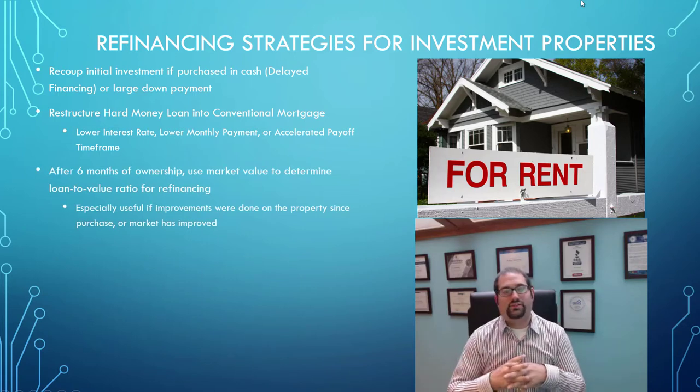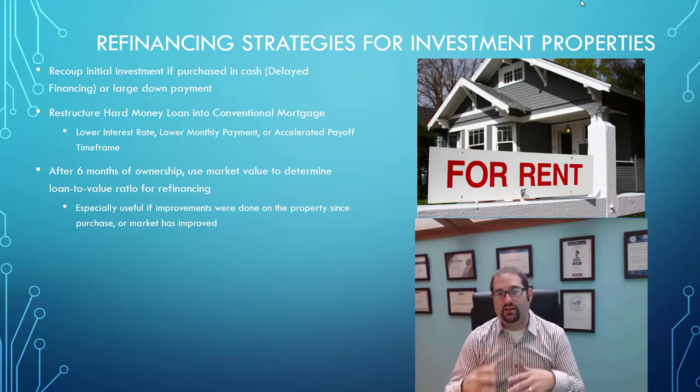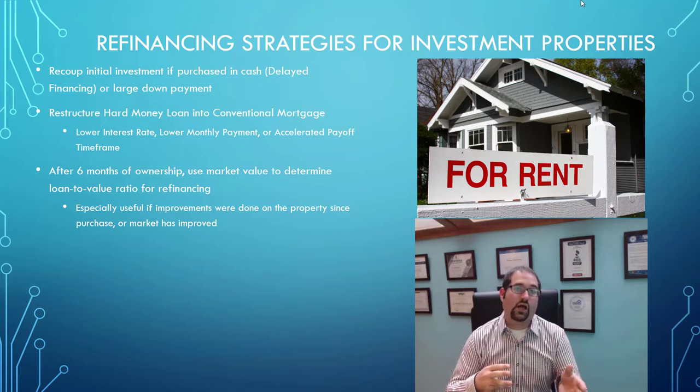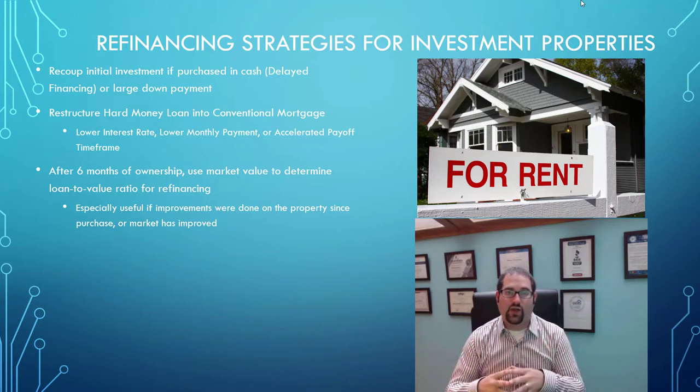Now, one of the great things is that after 6 months of owning an investment property, you can go in and get a conventional mortgage with it using the market value. So you may have purchased a property for, say, $75,000, and the property is actually worth $100,000. In the first 6 months, as we said, they're going to go off the lower of the purchase price or appraised value. But after you've owned that home for 6 months, the lender's going to go off of the actual market value.